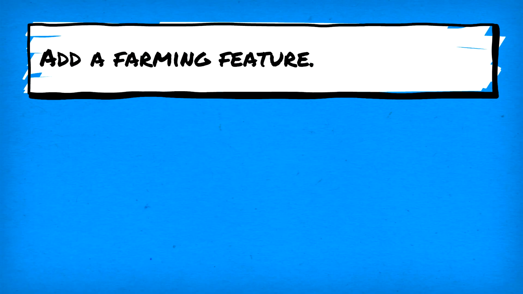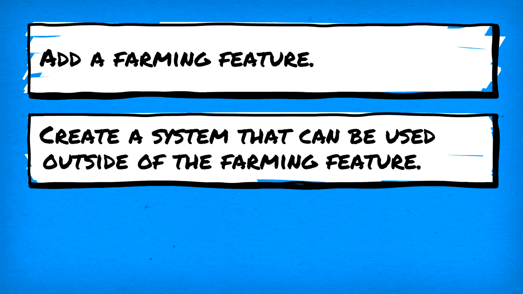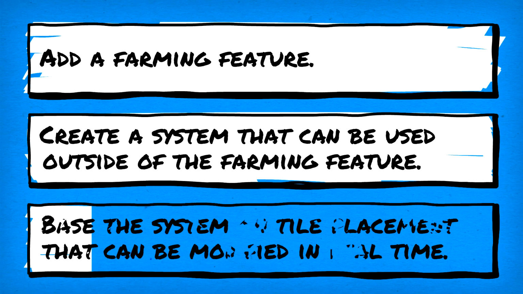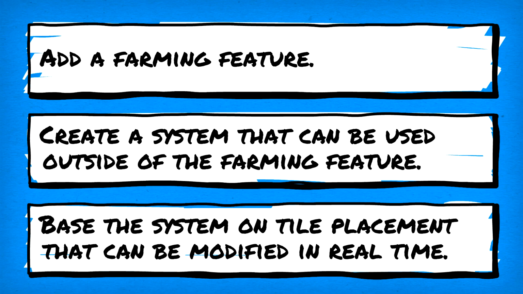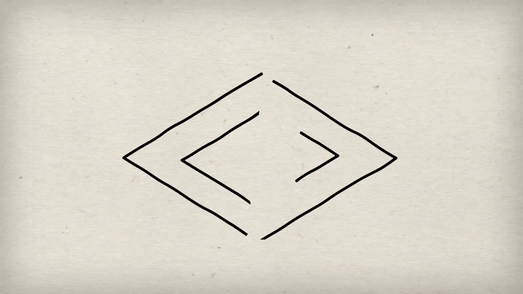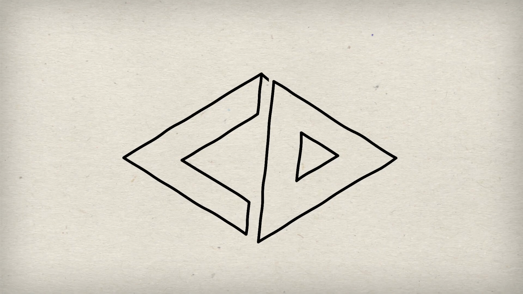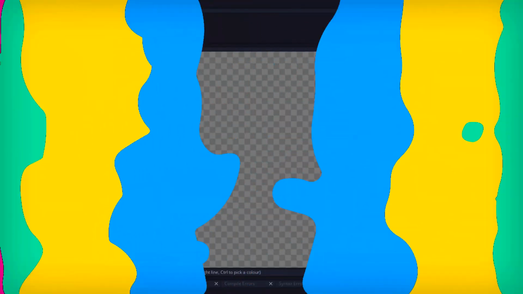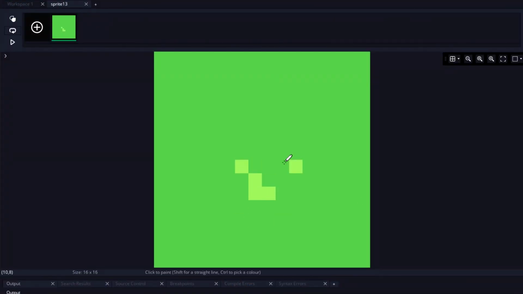However, while we will be mostly focusing on the farming aspect, the system we'll be using will be used for more than just farming. So to create our farming feature, we'll be building a tile system that can be modified in real time with hopefully minimal impact to performance. Now, I'm really excited for what this could mean for future additions, so let's not waste any more time and get to the coding.